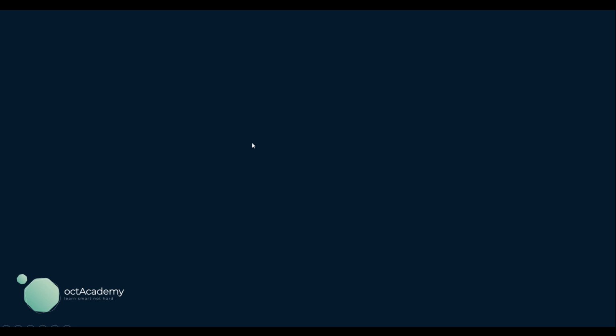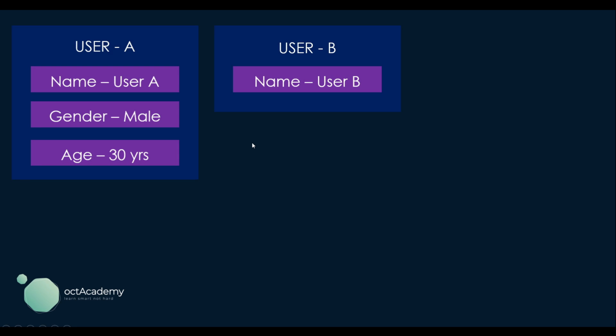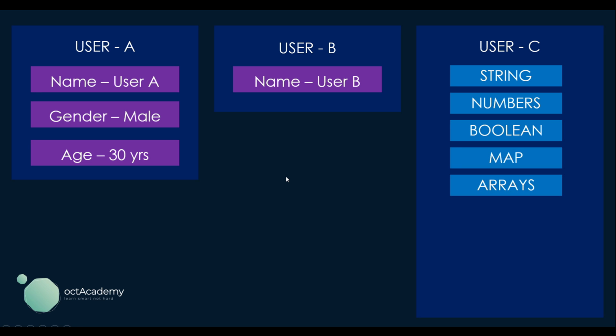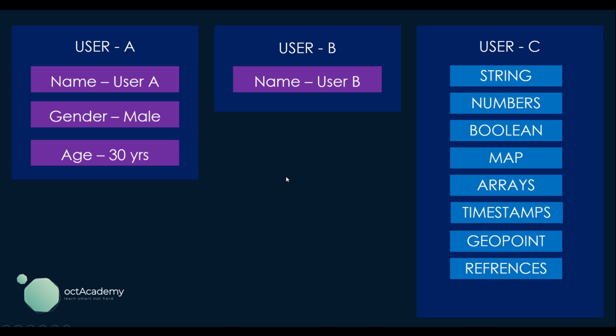In a document, we can also have only one key value pair. There is no limitation for this. In another document, we can have different types of key value pairs. In Firestore, we can store string values, number values, boolean values, map coordinates, arrays, timestamps, geopoint values, references, and also we can store null values.